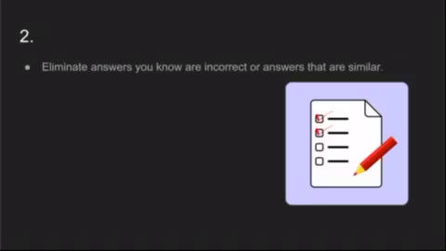Step 2. Eliminate answers that you know are incorrect or answers that are similar. You may not know the answer to all of the questions asked on the AP English Language and Composition exam. In order to assure that you get the best score you can, it is beneficial to eliminate incorrect answers or answers that are very similar to one another so that you are able to guess the best answer. If you are able to guess the best answer, this will contribute to a positive grade.